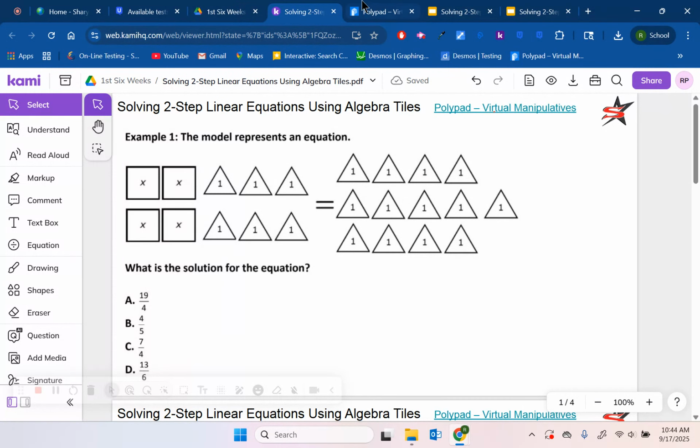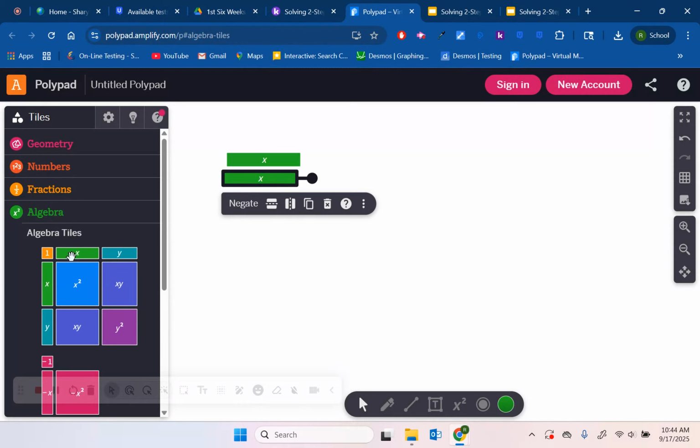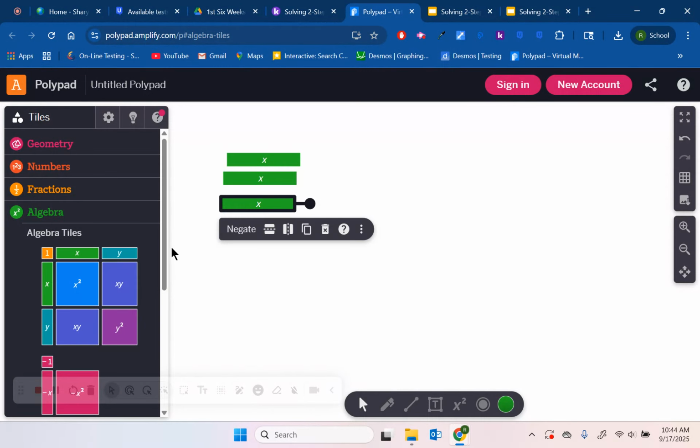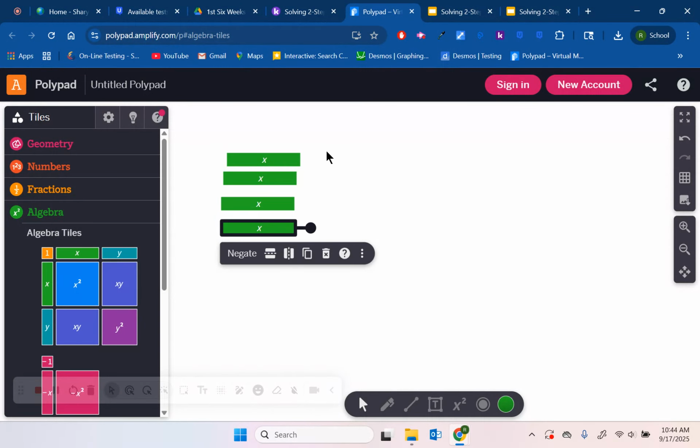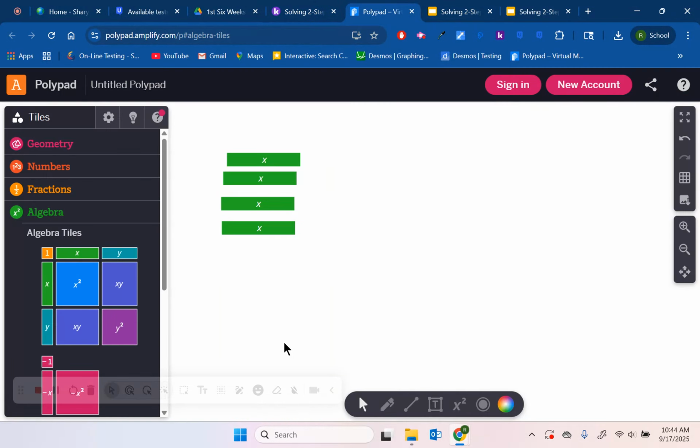I'm just going to copy it over here in Polypad. I'm going to use my mouse because sometimes my pen doesn't work too good. 1, 2, 3, 4 x's. So these are my 4 x's, and they're here in the Polypad. They're rectangles, but they're x's. And then it was plus 6.